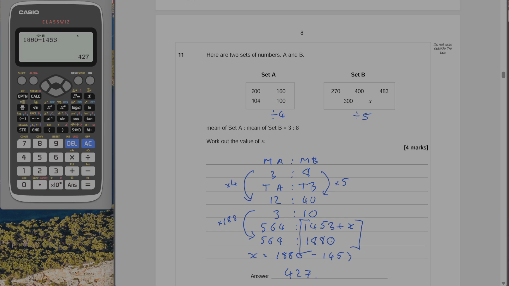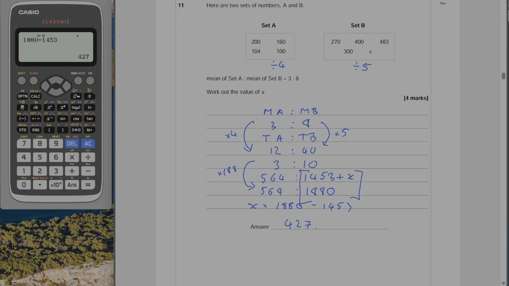That's not the only way you could do it. You could have done it based on the means without just in this ratio here. That would be fine. You'd just be ending up with more of a complicated. You'd be working out x over 5, but that's absolutely fine.